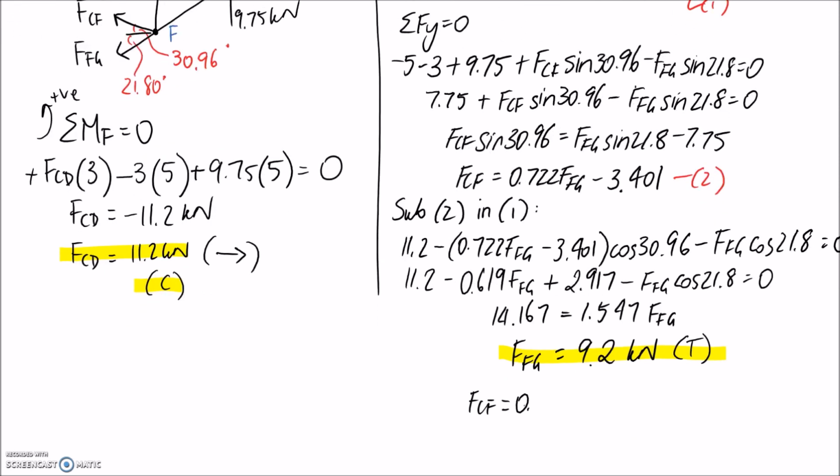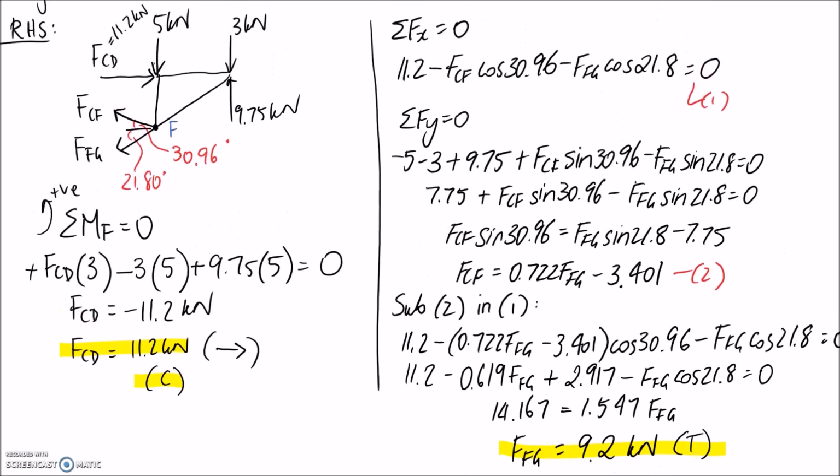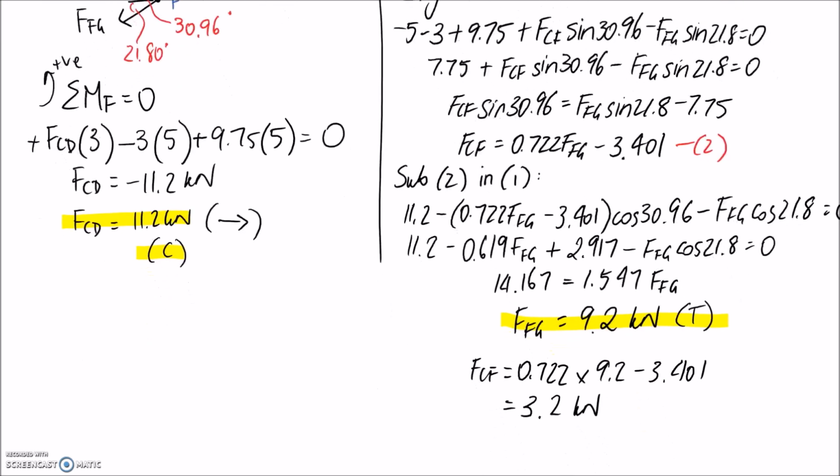FCF is equal to 0.722 multiplied by the number we just worked out, 9.2, minus that extra little bit. And this one comes out to be, I'm going to round it as well, about 3.2 kilonewtons. Again, it's come out positive, which tells me I had the direction correct on the diagram. So if we scroll back up, we can see that FCF was drawn to be pulling away from the joint, which means it was a tension member, and this was correct. So we can jot that in as well.